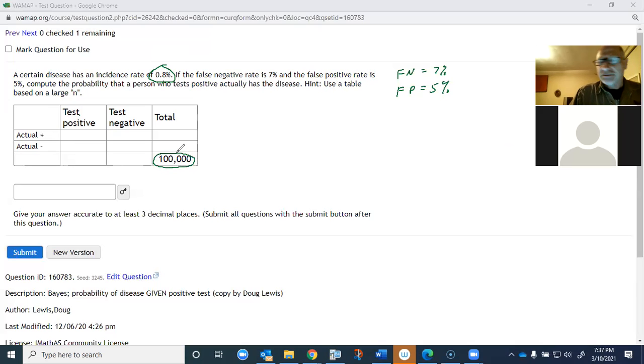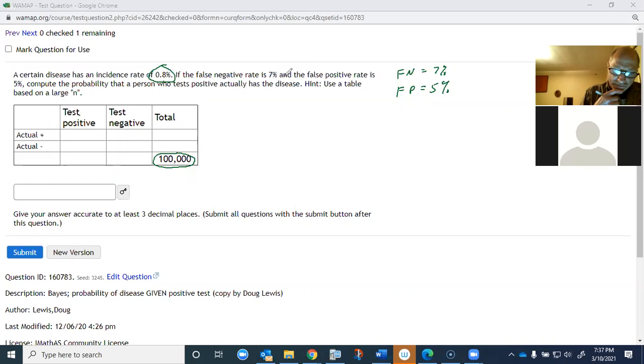If this had said 1 out of 800 or 1 out of 80, I would have made this a multiple of 800 or 80. But this is not 1 out of 80 or 1 out of 8. This is 0.8 out of 100. So this just has to be a multiple of 100. If you get a percent, leave this as a multiple of 100, unlike the previous problem, which was 1 out of 300. We wanted the multiple of 300.